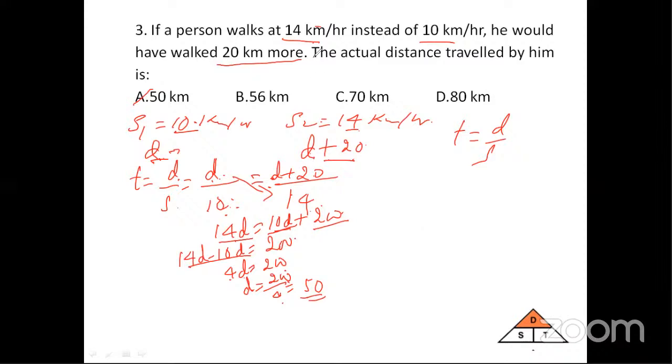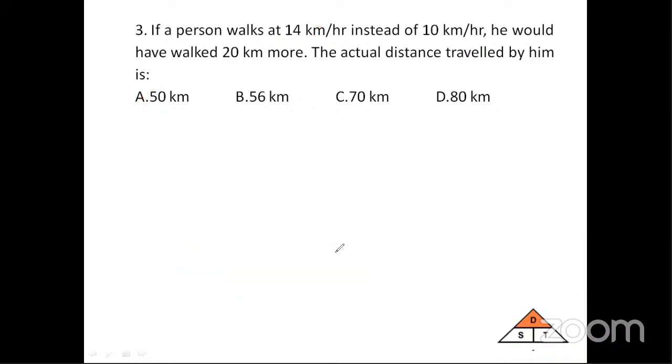The actual distance traveled by him. If he walks at 14 kilometers, okay, got your point. Observe carefully. The actual distance traveled by him, we got D is equal to 50. This is when the speed is 10 km per hour. But when the speed is 14 km per hour, that time it will be 50 plus 20 is equal to 70. Okay, fine. Let's move to the next question.